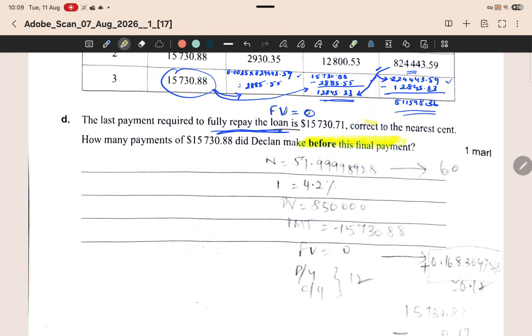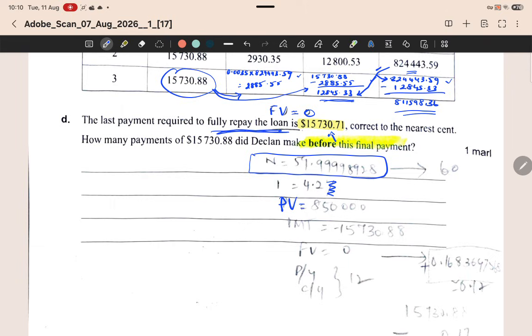Now, how many payments of this previous repayment that you are making did Declan make before his final payment? So use the financial solver for this. And what you have to be careful is with the signs. So the question is how many? So that's going to be a blank. The interest is 4.2. Please don't put the percentage sign. It naturally assumes it to be a percentage per annum. The principal value is your outstanding that you borrowed.